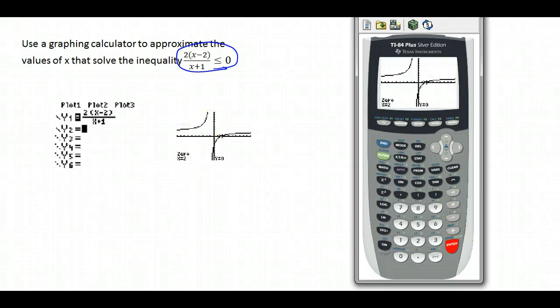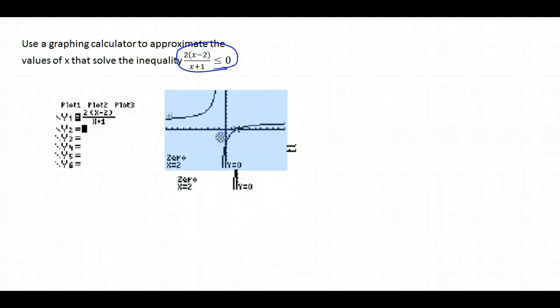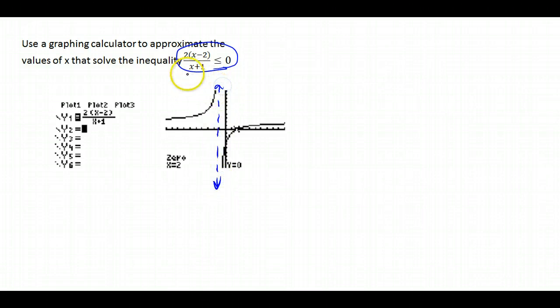So what is this graph telling us? It's saying that between negative 1, where this vertical asymptote is, there's a vertical asymptote at negative 1. And how do I know that? Because of that x plus 1. If x was negative 1, it'd be undefined. So there's a vertical asymptote at negative 1. So between negative 1 and 2, it is less than or equal to 0. So in interval notation, that would be parenthesis negative 1, comma, 2, bracket. And I use the bracket because it can equal 0.